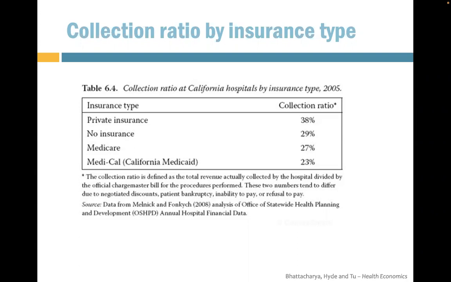Okay, and the question is, do they get 100%? Of course not. For private insurance, they get 38%. This is already the highest. Okay, for no insurance, they get 29%. For Medicare or Medi-Cal, this is the Medicaid of California, they get only 23 and 27%. Okay, so that is the end of chapter 6.